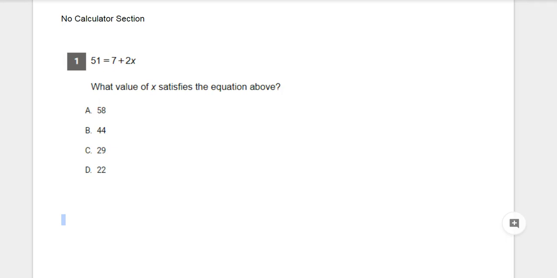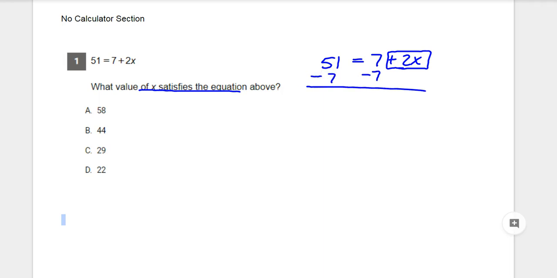So number one, 51 equals 7 plus 2x. Question is, what value of x satisfies the equation? So this is just going to be a good old-fashioned two-step and solve. So I'm trying to isolate x, trying to get the x term by itself. So I want to get this term right here alone. So I'm going to subtract the 7 from both sides.